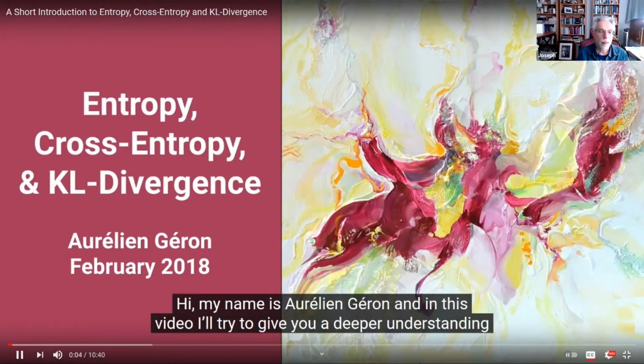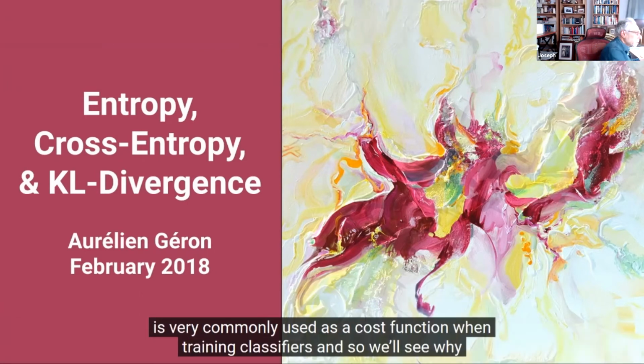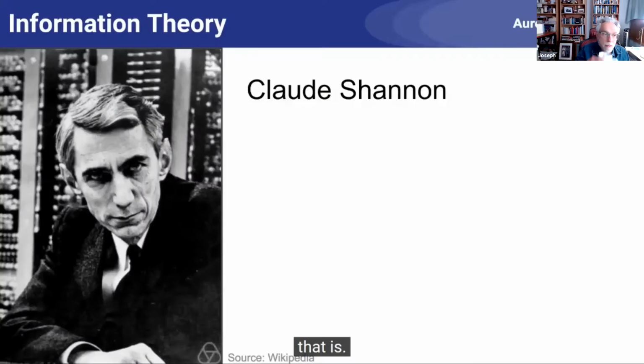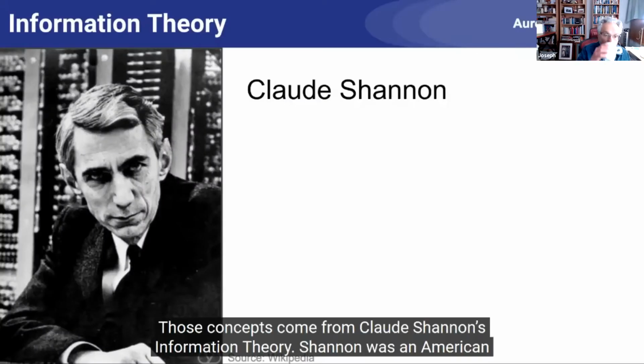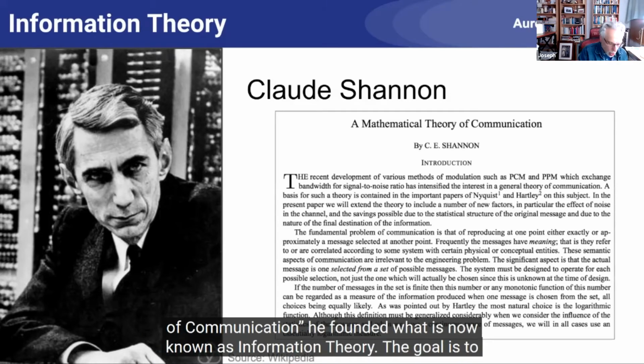In this video, I'll try to give you a deeper understanding of what entropy, cross-entropy, and KL divergence actually are. In machine learning, cross-entropy is very commonly used as a cost function when training classifiers, and so we'll see why that is. Those concepts come from Claude Shannon's information theory. Shannon was an American mathematician, electrical engineer, and cryptographer, and in his 1948 paper, A Mathematical Theory of Communication, he founded what is now known as information theory.